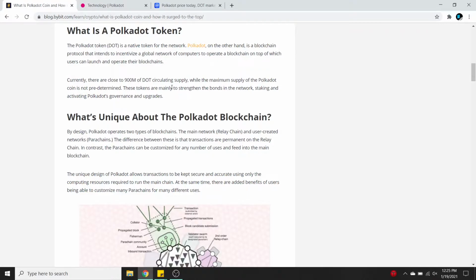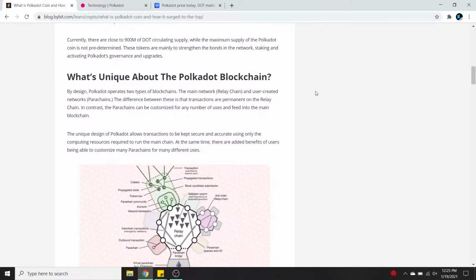So far what I'm getting out of this coin is, it seems to me that Polkadot is a platform for other companies or other people to build their own token on top of. That's kind of what I'm getting so far. But let's keep reading and see what this is.